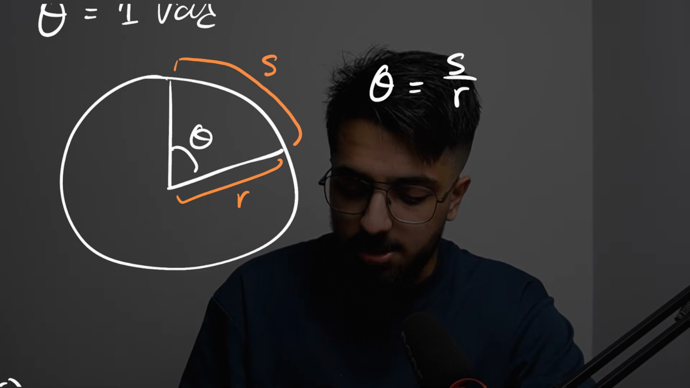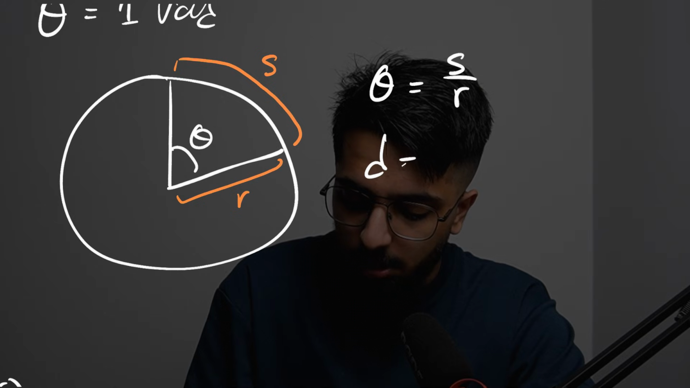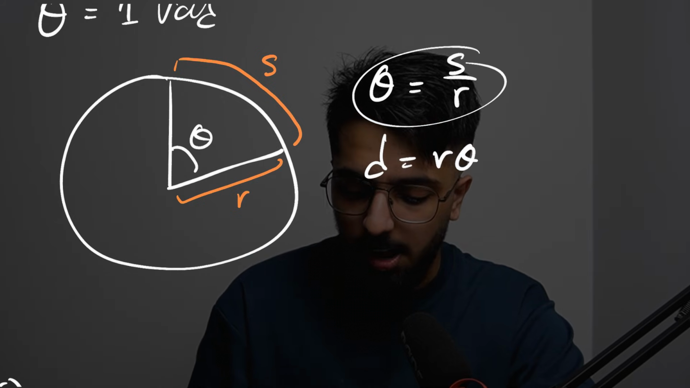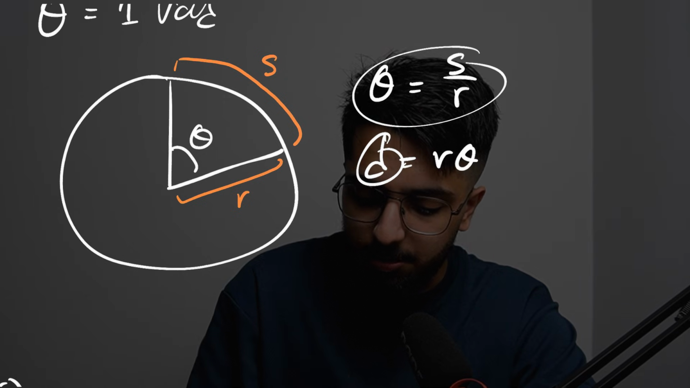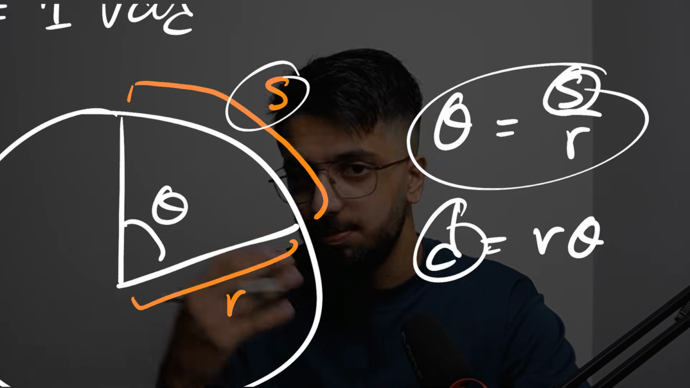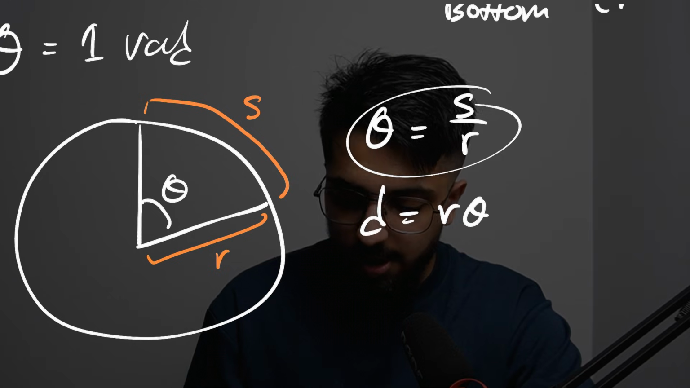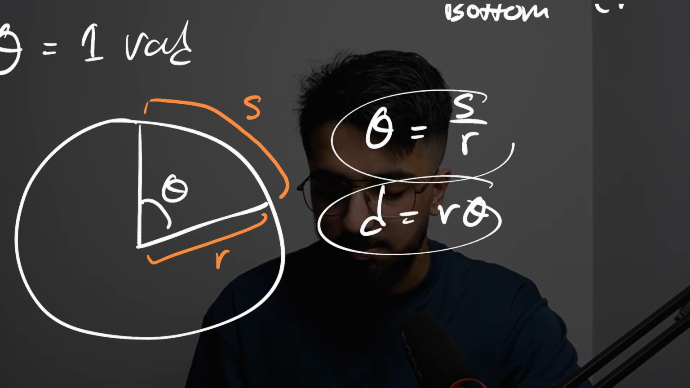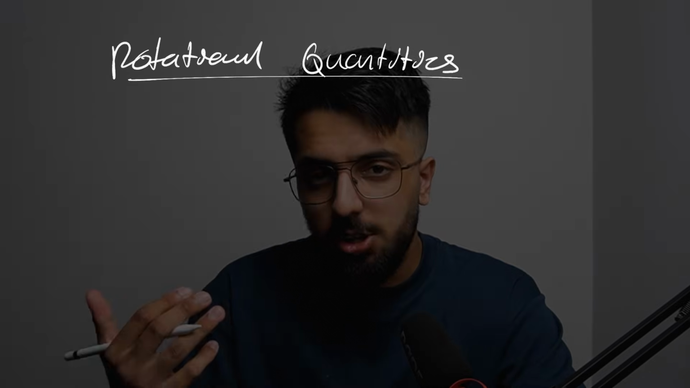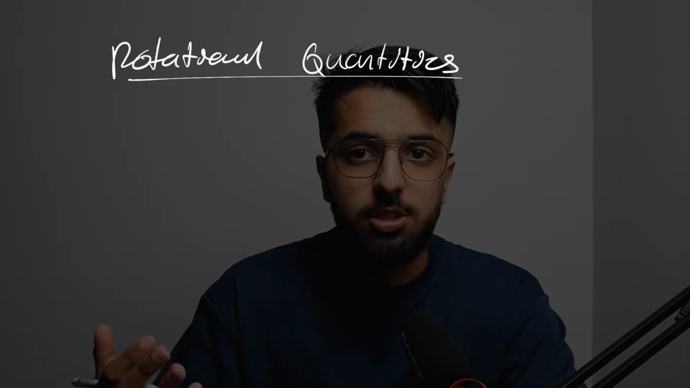Now in your formula sheet you should have something like d is equal to r theta. This is pretty much the exact same equation. The d in this case is replacing s, which is a distance, so same difference, really. And obviously, these equations are just rearranged differently. Sweet. So now that we got that out the way, we can go through some of our rotational quantities.